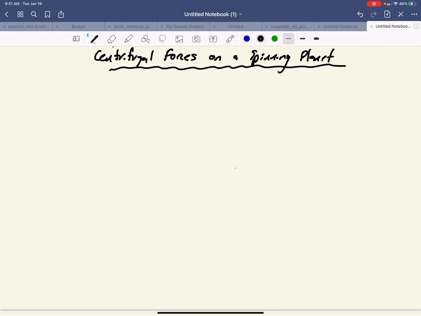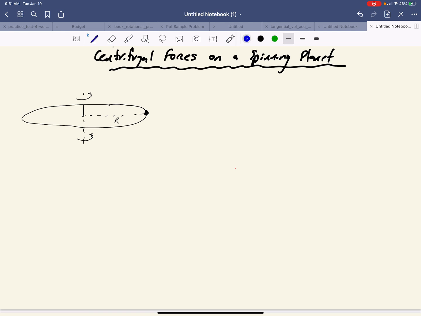So today we're going to be discussing centrifugal forces on a spinning planet. The first thing that we want to do is just imagine that we have a spinning disk. We'll start with 2D and then we'll move to 3D. Spinning disk with radius r, and let's just have an object here sitting at the edge. And let's imagine that this thing is spinning.